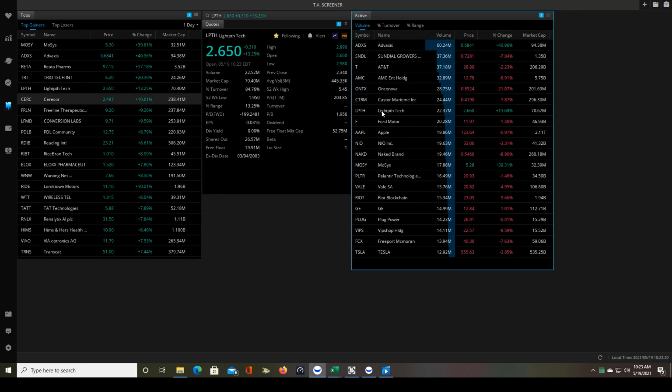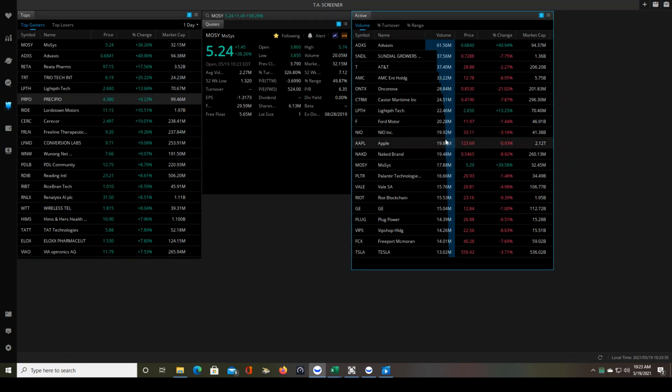And then Lpth, that one meets the float requirement, so that goes on the list. And now Mosy does meet the requirements. It didn't earlier because it wasn't on this list. So that one could go on the watch list if it was between 9:30 and 10. That's my rule. You might have a different time period that you trade in.